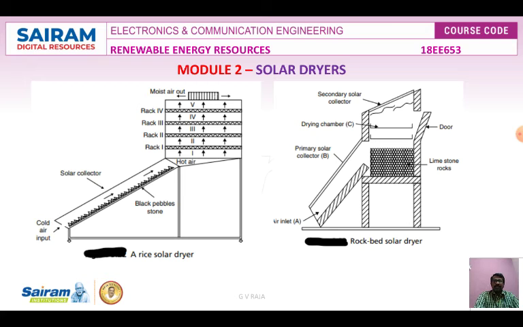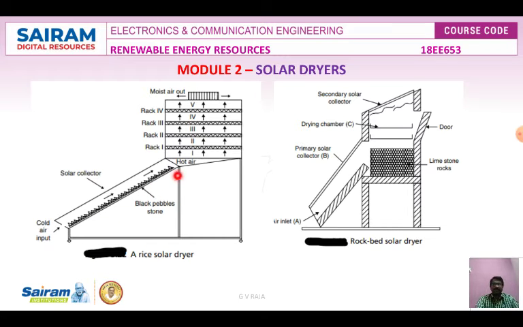Here two diagrams are there. One is the rice solar dryer. Another one is the rock bed solar dryer. In the rice solar dryer, the temperature is rising. The chamber has various channels or chambers. Rack 1 is one chamber with one temperature, rack 2 temperature will be different, rack 3 temperature will be different, and rack 4 temperature will be different. Based upon the temperature requirement, the crops, seeds or grains can be placed in the various racks. So it is nothing but the rice solar dryer.